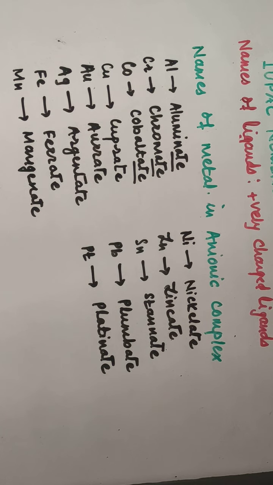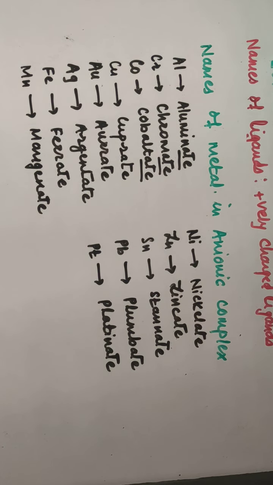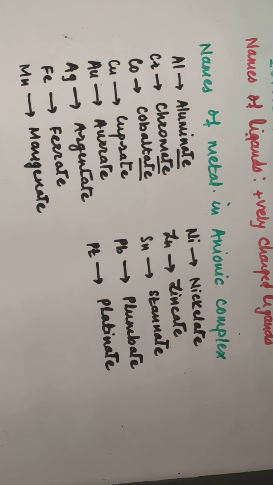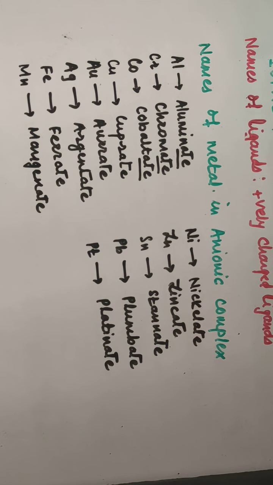So these are some metals in anionic complex. You are supposed to write the name of the metal with the suffix ATE added for each name while writing the name of the metal. So these are some names of common metals in anionic complex. Also we have seen the names of negatively charged ligands, names of positively charged ligands, and names of neutral ligands also.